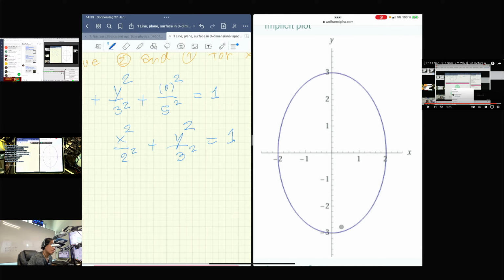The next one is that we consider the intersection between y equal to 0 and this ellipsoid. So what should be the answer to this?